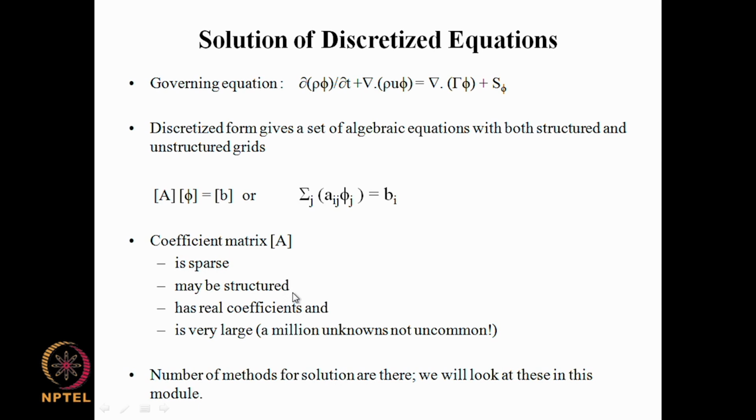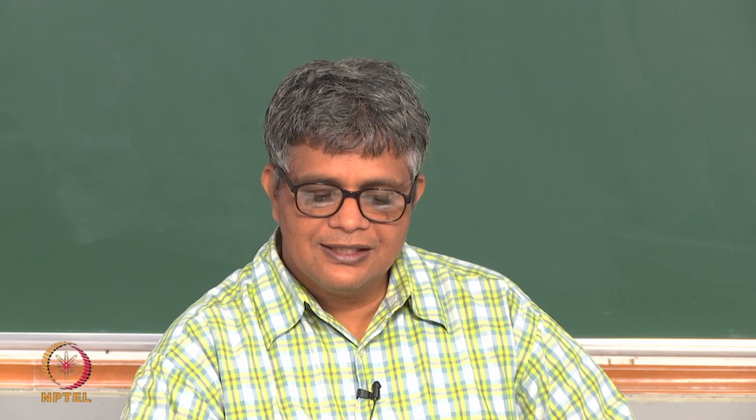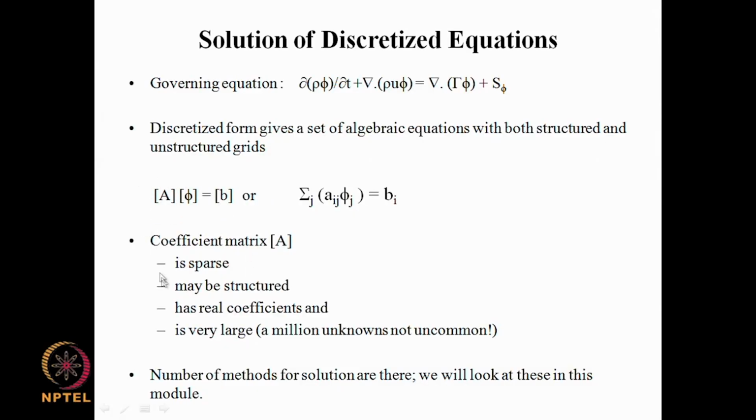And as we have seen, it may be structured in the sense that the non-zero coefficients may lie along certain diagonals, and also importantly the coefficients are real, they are not imaginary, because these are essentially the velocities and some physical properties of the fluids and the grid spacing and so on. So there is no reason why these coefficients are non-real. So these are real coefficients, and in general the coefficient matrix is very large. For example, a million unknowns, a million grid points, is something that these days people are doing on their laptops. So that means that if you have a million grid points, the coefficient matrix has a million unknowns. So it will be million by million is the size of this matrix. So we have to deal with these kind of equations in which the coefficient matrix is sparse, may be structured, has real coefficients and is large.